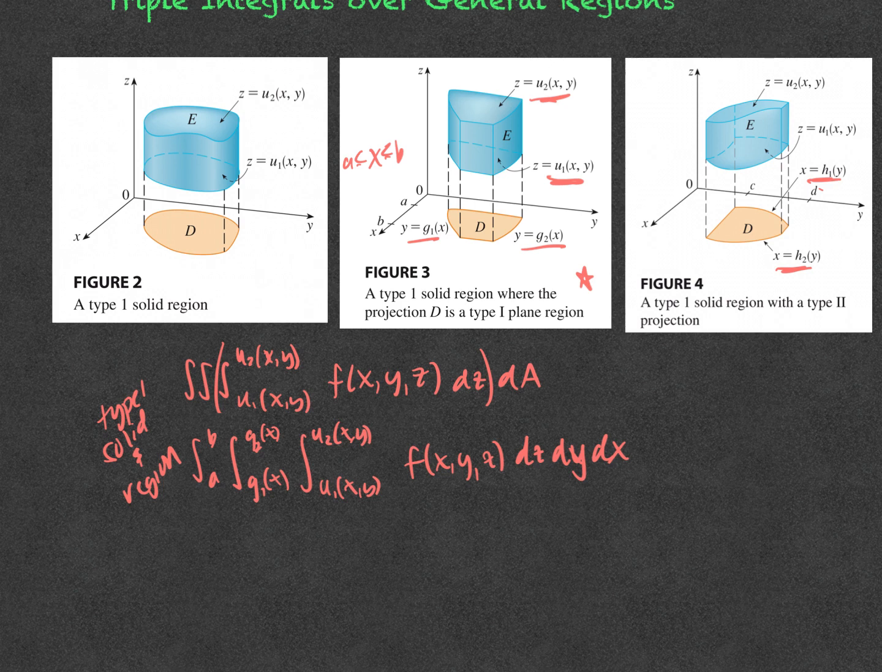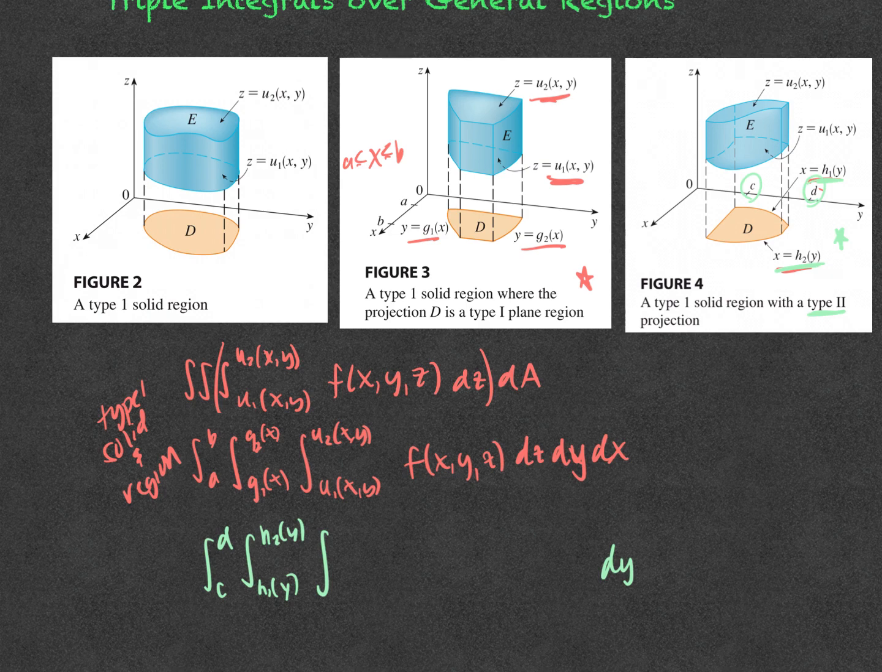So let's look at figure 4. It says a type 1 solid region with a type 2 projection. If you look at this, we're going to start off the same. Notice that your y value is c to d. That's the difference between your type 1 and type 2 projections. So let's start with c to d for y. That means I'm going to have dy out here last. And then our x's go from h1 to h2. So we have h1 of y to h2 of y.